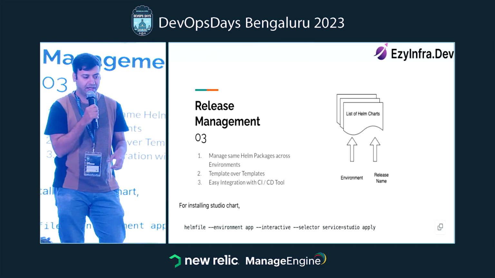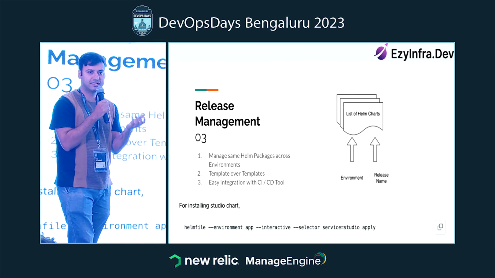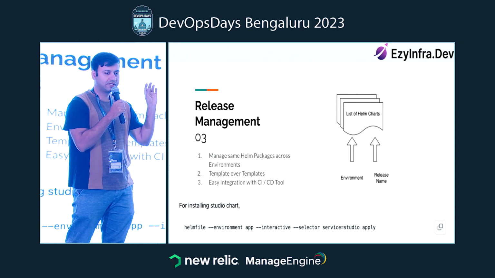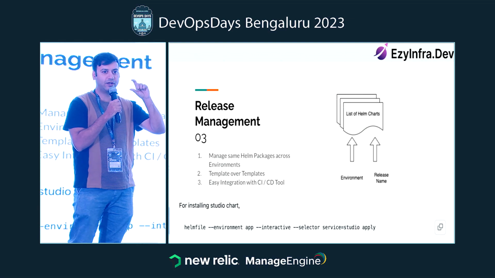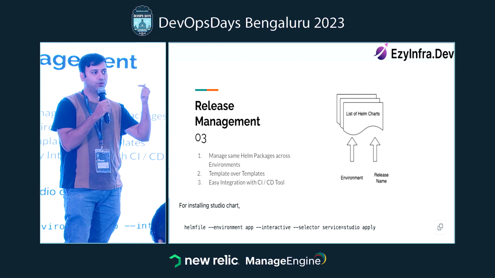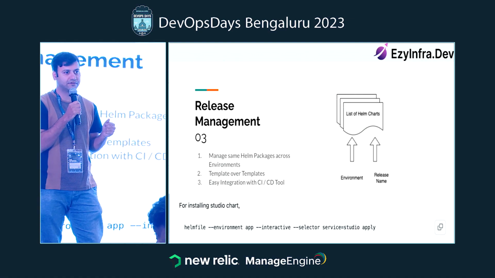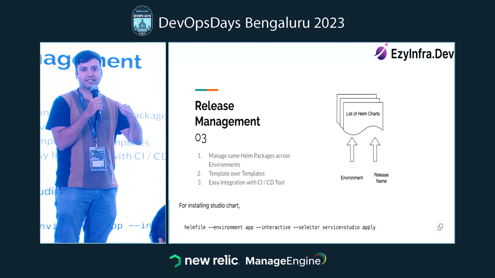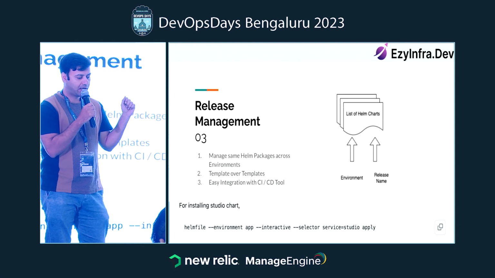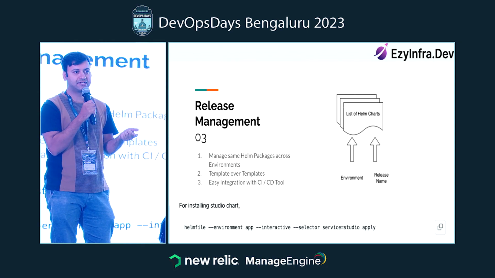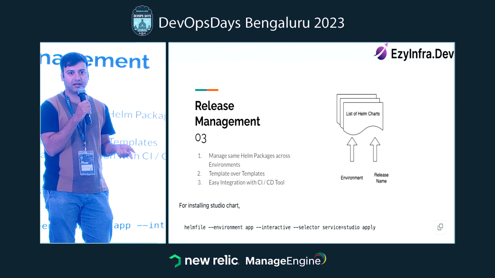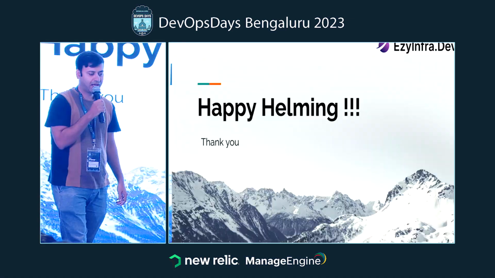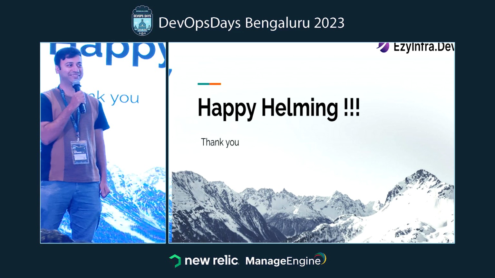And the last one is the Helm release management. This is a template on top of templates, which means we can define one Helm chart and it will be reused multiple times for every service. That is a very good advantage. Helm itself is a templating engine, but this is a template on top of that. Again, it's very easy to integrate with CI/CD tools because it's just going to be one command. If you have the proper credentials to connect to the Kubernetes cluster, this will work fine. Happy helming. So that's it. Thank you.